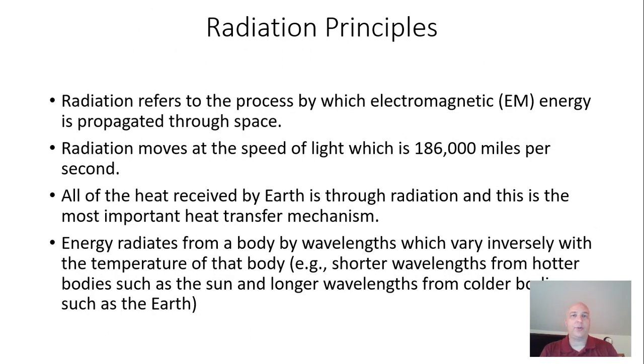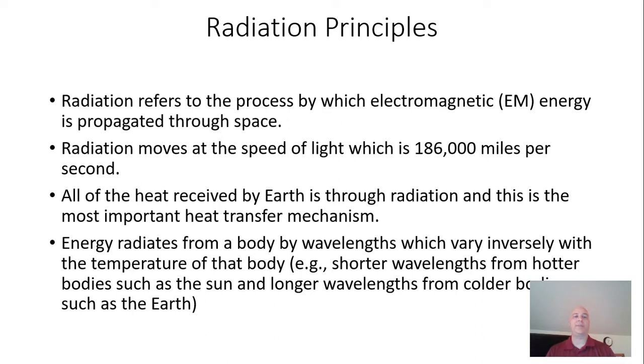Now, moving on to the radiation principles, and I really love this topic because this helps explain a lot of how temperature changes, not only on a daily basis, but also at specific latitudes throughout the seasons. Radiation refers, first of all, to the process by which this electromagnetic energy is propagated through space, this EM energy. Now, electromagnetic, what does that mean? That means something has the properties of both. This energy has the properties of both electrical as well as magnetic.